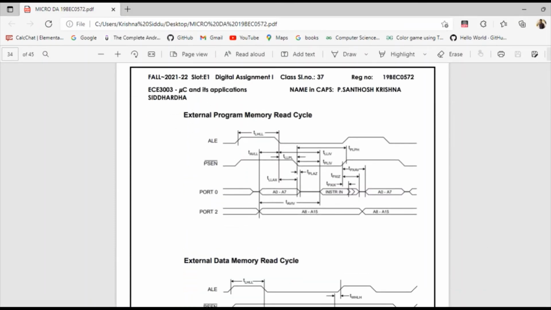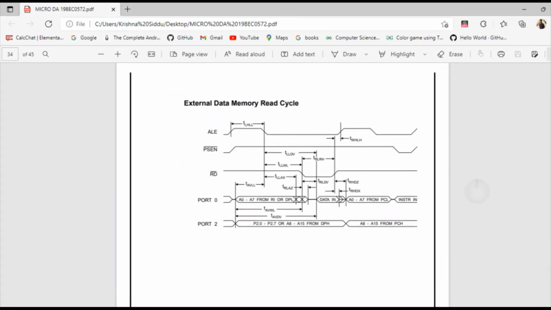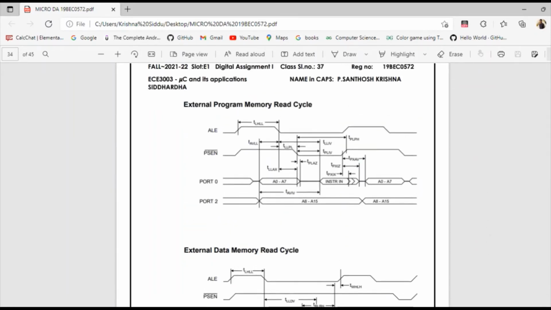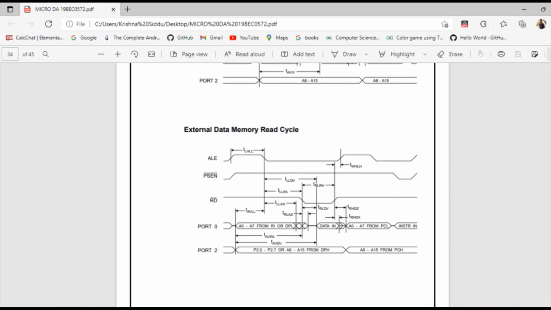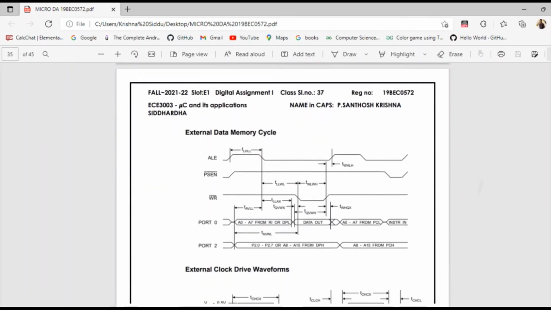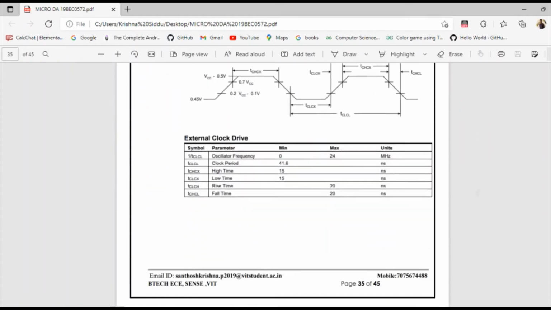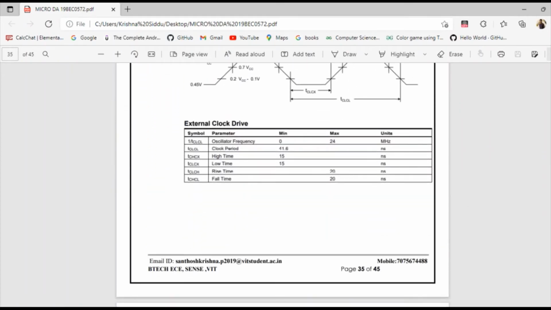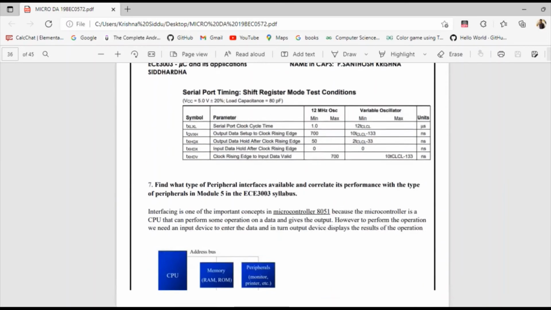Next, coming to our external program memory read cycle. This is a block diagram for the external program memory read cycle. This is the external data memory. This is data and this is program only. So you can see both. I wrote both, so you will get some idea. Next, the external clock drive has a symbol given, with parameters, minimum, maximum, and also units of the parameters. It is clearly mentioned in this PDF.